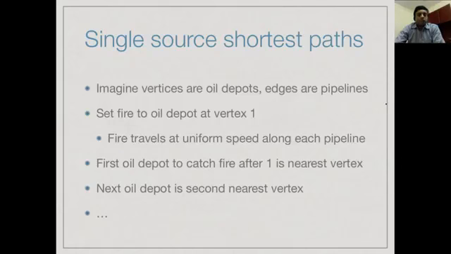Assuming that the fire travels at a uniform speed, it will reach the closest vertex first. So the first oil depot that catches fire after the first vertex is the nearest vertex to 1. Then the second oil depot that catches fire is the second nearest vertex to 1. And assuming this fire is traveling at a uniform speed, by measuring the speed at which the fire reaches each vertex, we will actually end up computing the shortest path.